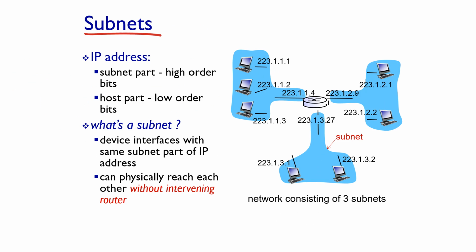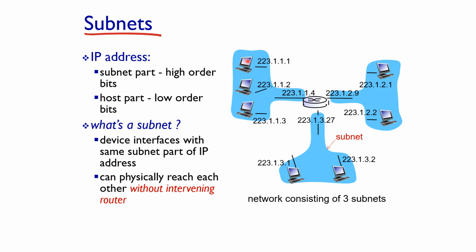Subnet addressing has two different parts. One is the higher order bits. The first three segments in this case are the higher order bits, and the last segment is the lower order bits. The common part of the higher order bits together forms the name of a subnet, and it is physically reachable. All the devices in a common subnet will be physically reachable without an intervening router.